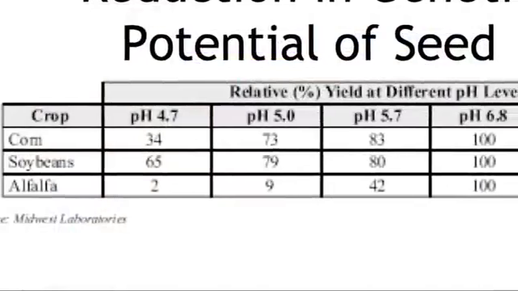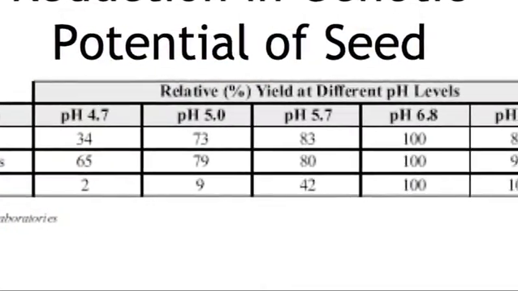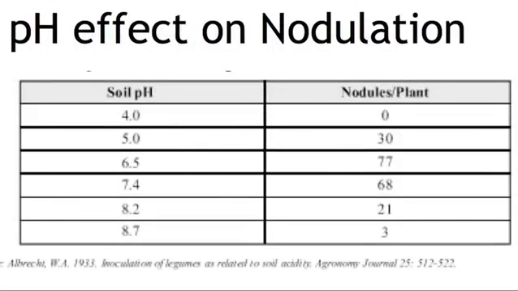pH is important to look at because it affects everything. When looking at soybeans, pH has a huge effect on nodulation. Having a 6.5 pH, which is where we'd like to see pH, between a 6.4 and 6.8, will give you 77 nodules per plant. Going to a 5.0 pH, which many Midwestern soils can be, you lose over 30% of your nodulation.